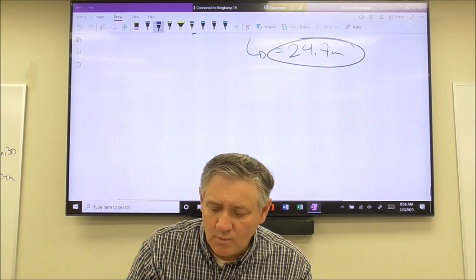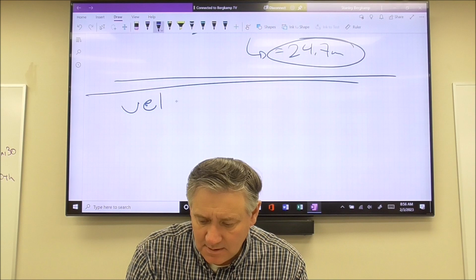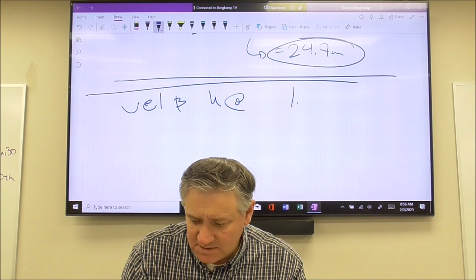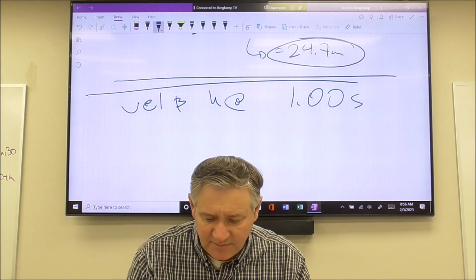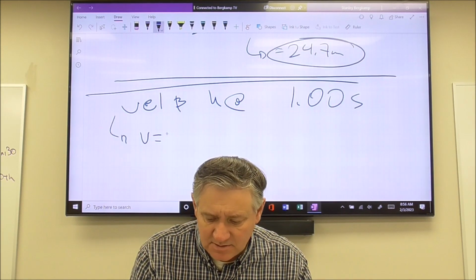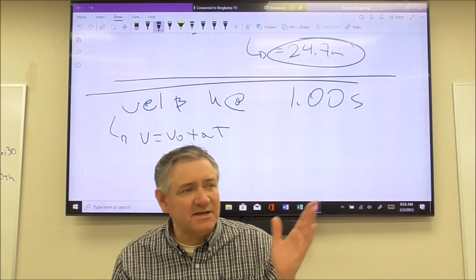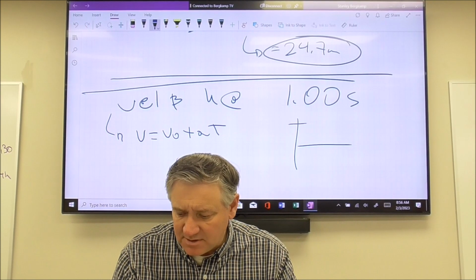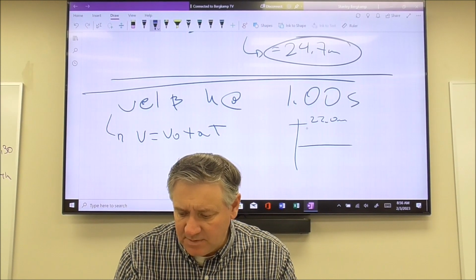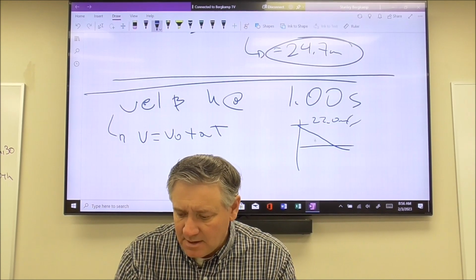There's only one way you can do these. To find the velocity and height at 1 second, there is no other option. The only way you can do this to find that velocity is to use v equals v naught plus at. Okay? And that should make sense. Oh, it's a linear function. I'm starting up here at 22 meters per second. This line is coming down like this after 1 second.